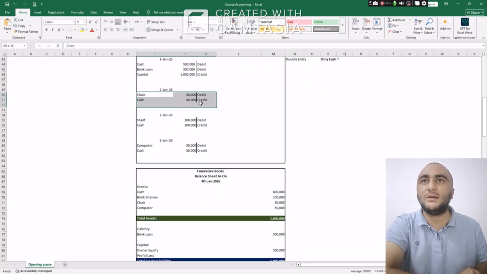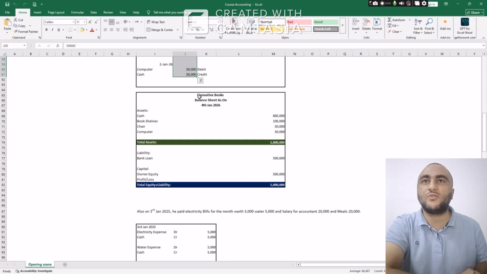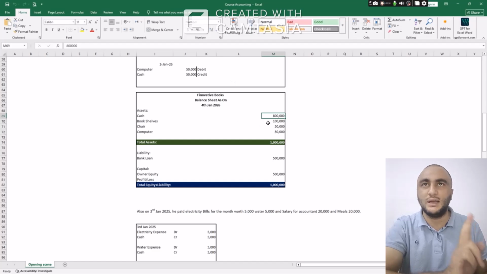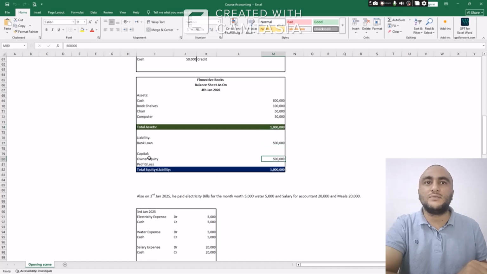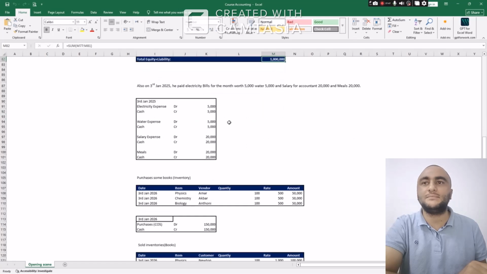So on the second day we buy chairs, bookshelves, and a computer of total worth 200,000. So our balance sheet at this date, if we see on 4th Jan, will look like this. Cash we have 800,000 because 200,000 goes into purchasing assets, and other assets increased, bookshelves, chair, and computer, with 200,000. So again in total we have assets of 1 million. Bank loan was 500 and owner equity was 500, again making 1 million.